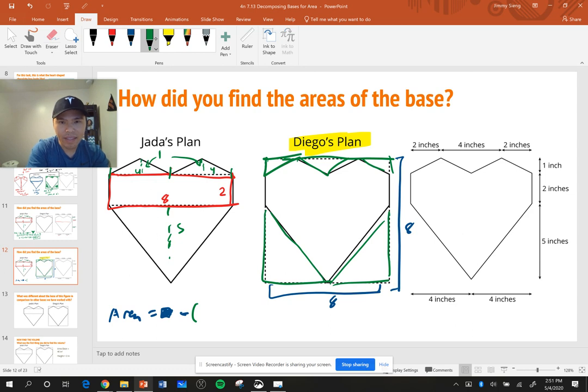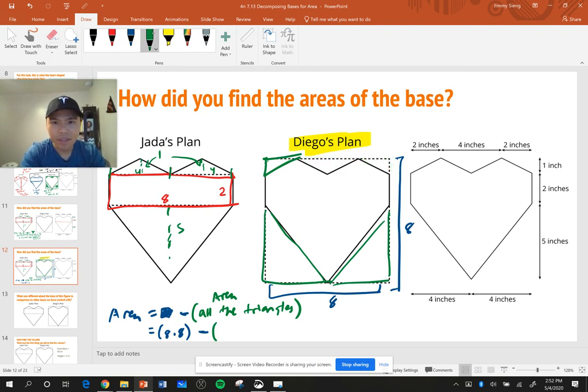Okay. All these other triangles in green. So it looks like minus all the triangles. Okay. So we say area of all the triangles. So if I was to do this, well, the area of the square is 8 times 8 minus, let's go ahead and find these pieces. Okay, let me just erase all this to get more clear.